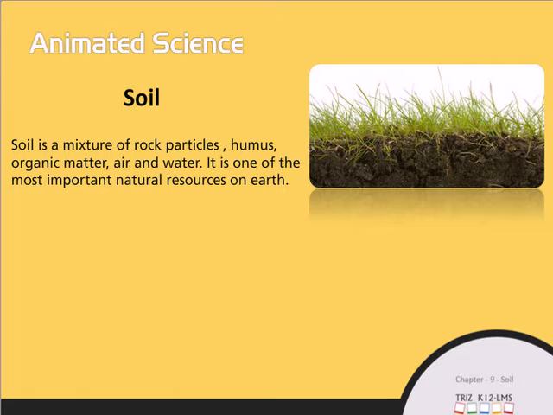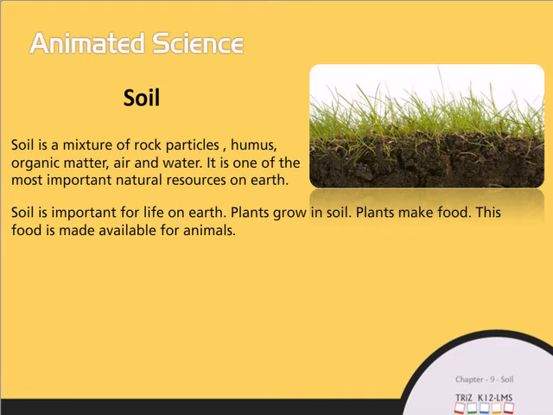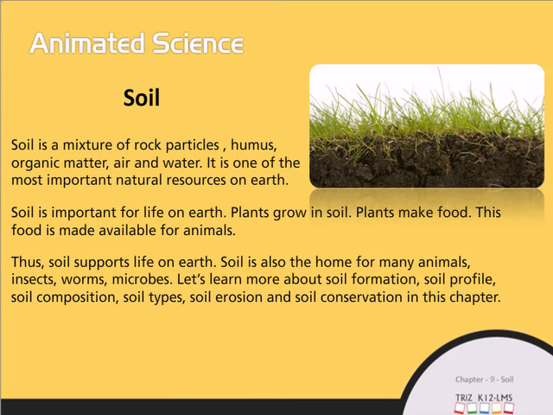It is one of the most important natural resources on Earth. Soil is important for life on Earth. Plants grow in soil. Plants make food. This food is made available for animals. Thus, the soil supports life on Earth.